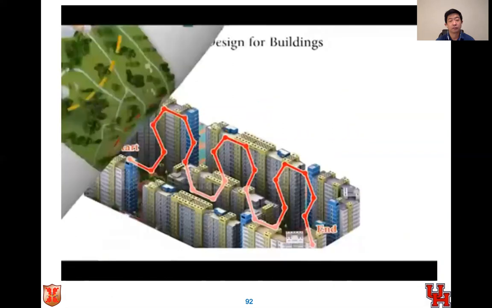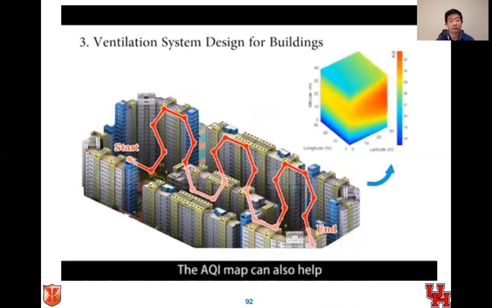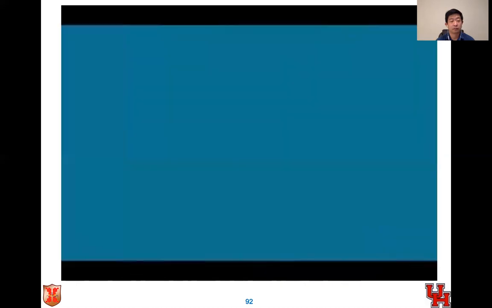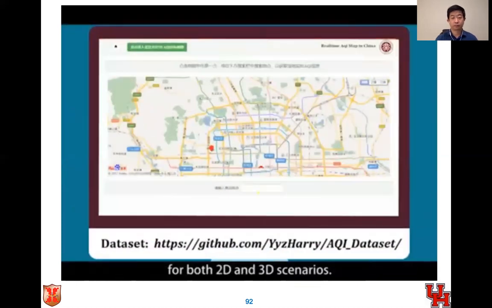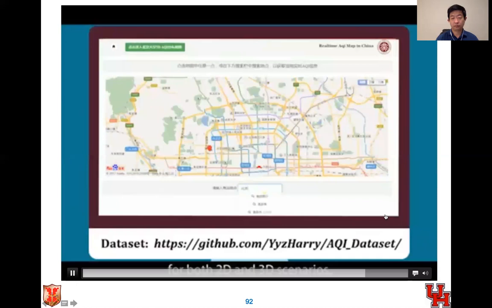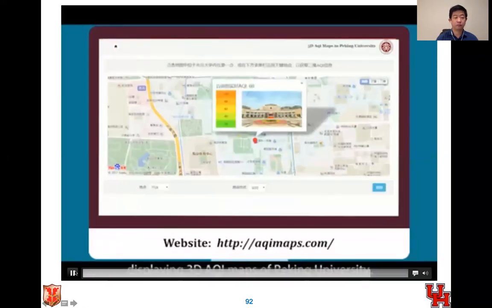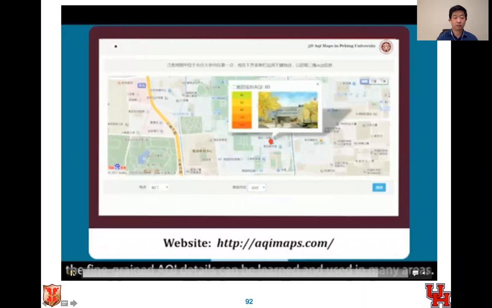In office building scenarios, ARMS can tell whether you need to open windows or use an air purifier. The AQI map can also help design the ventilation systems for buildings. We have published our dataset that contains 100 days of data for both 2D and 3D scenarios. Also, we designed a website displaying 3D AQI maps of Peking University. The data can also be uploaded by crowdsourcing or sensors. Using ARMS, the fine-grained AQI details can be learned and used in many areas.